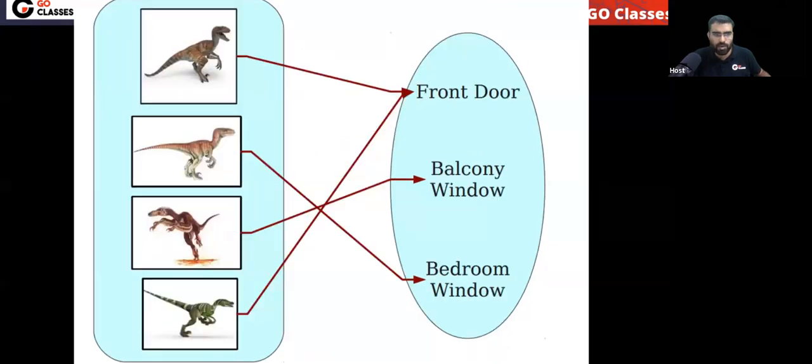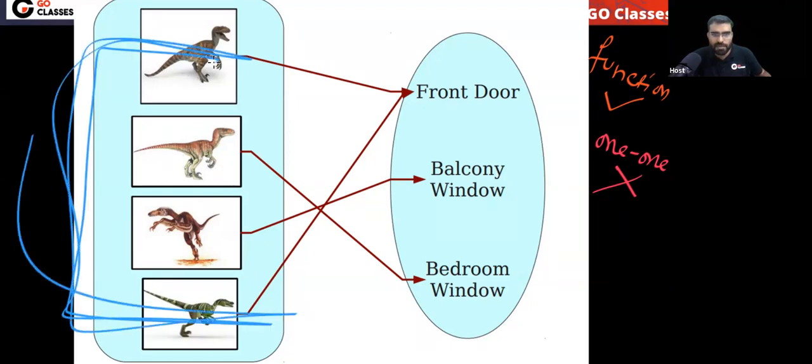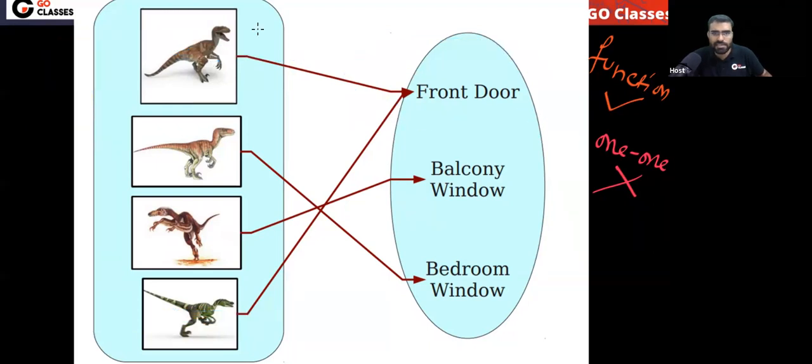Very simple. What about this function? Is this a function first of all? Yes, this is a function. You can check it out. Every element of domain has exactly one image. Every element is mapping to exactly one element. Now tell me, is this one-to-one? This function is not one-to-one. For example, these two different elements have the same image. They are different elements, but they have the same image.